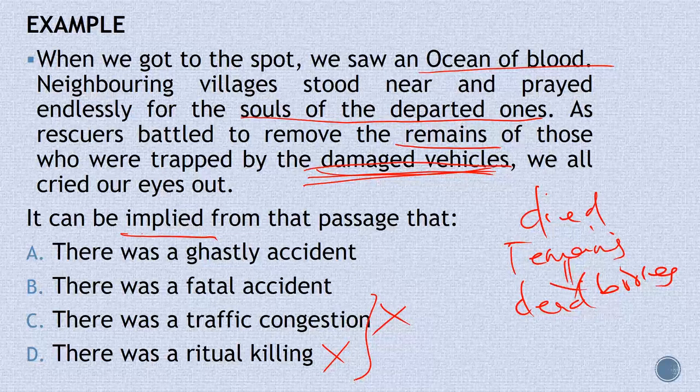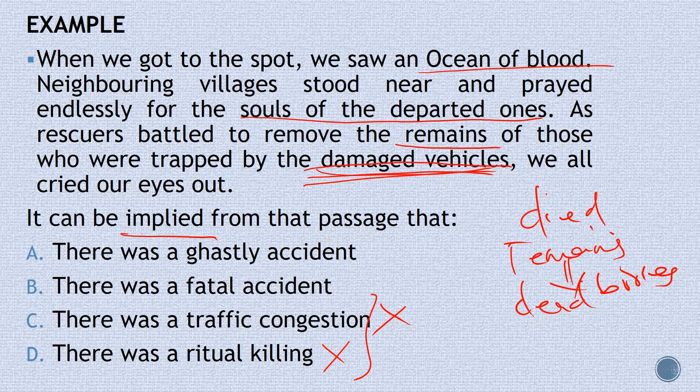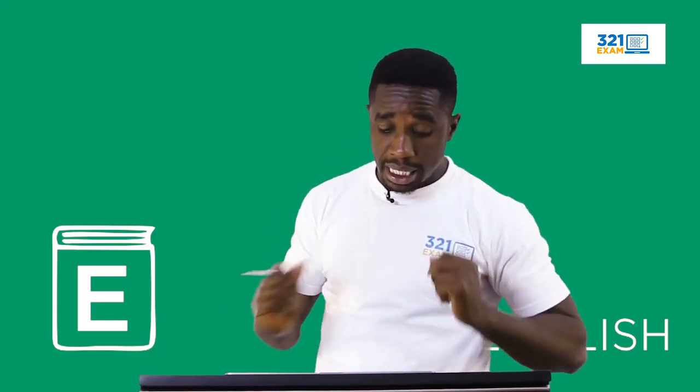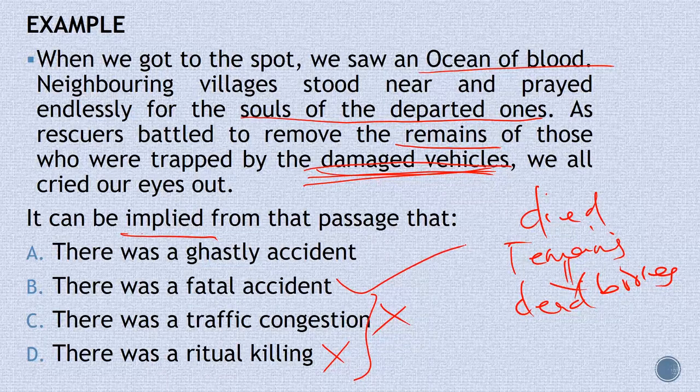We prayed endlessly for the souls of the departed. Souls of the departed, which means some people have died. We also read, rescuers were battling to remove the remains. Remains means what? Dead bodies, or those who have recently died. Now, these two pointers are the pointers that have brought us to that logical conclusion that what we had in that particular passage is a fatal accident. So the answer is option B, a fatal accident.